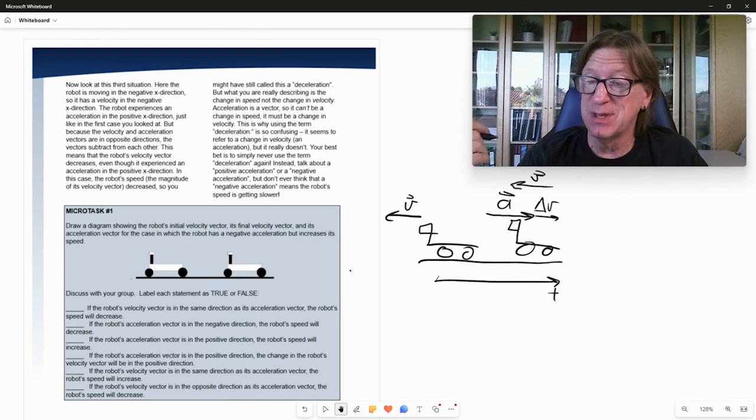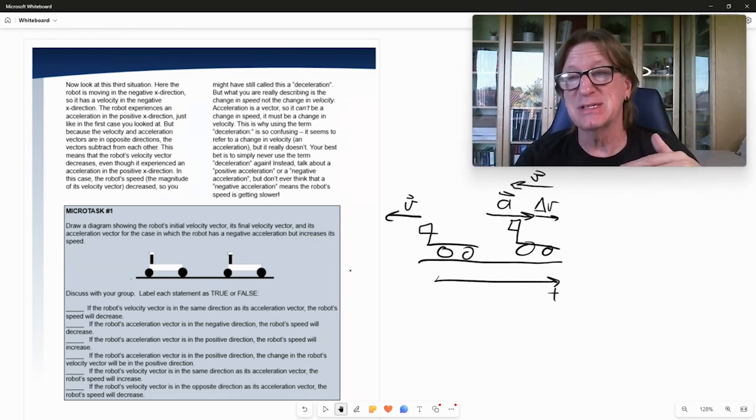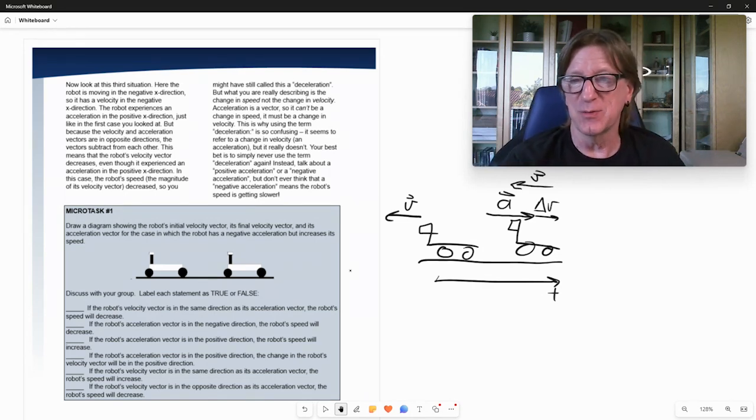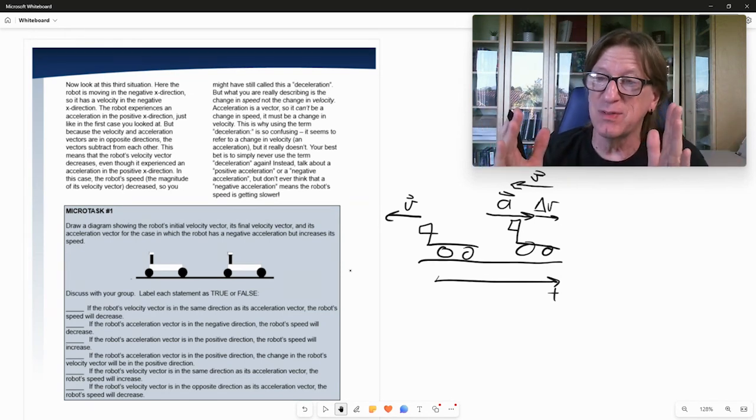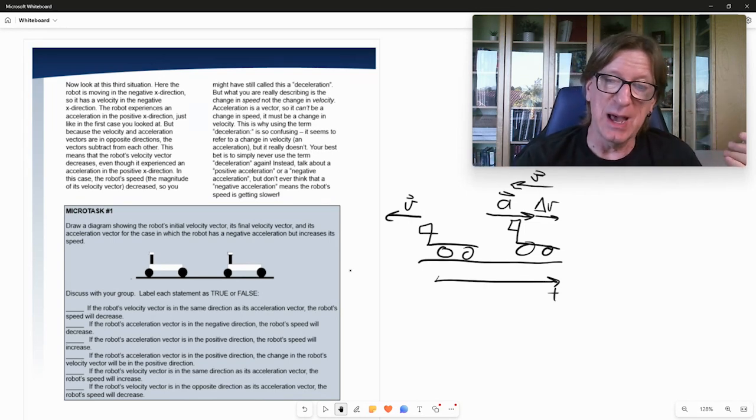It slowed down. So just saying, oh, I've got a positive acceleration means I'm accelerating, a negative acceleration means I'm decelerating, doesn't actually work, does it? Here I've got a positive acceleration, and yet my speed, the magnitude of the vector, is getting smaller. The same thing could happen with the next case. Let's take a look at microtask 1.